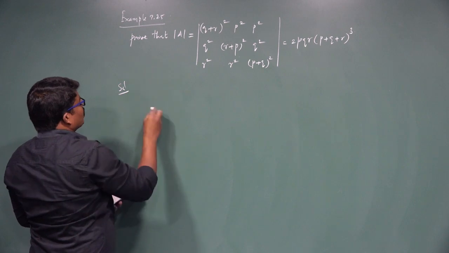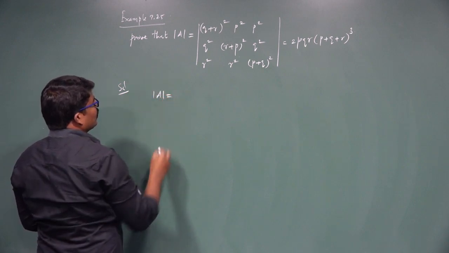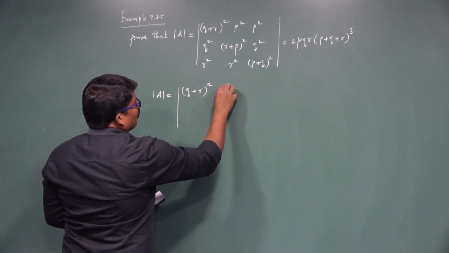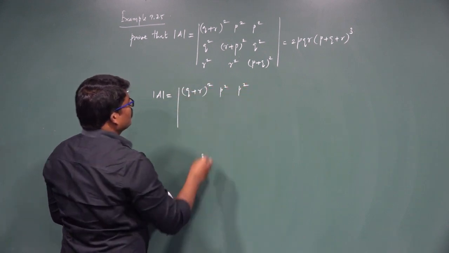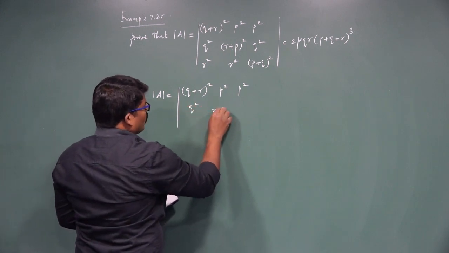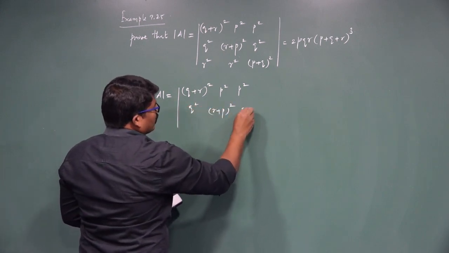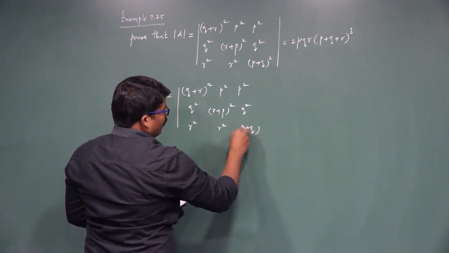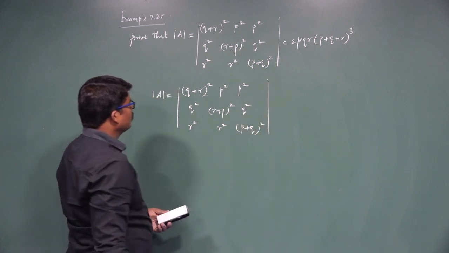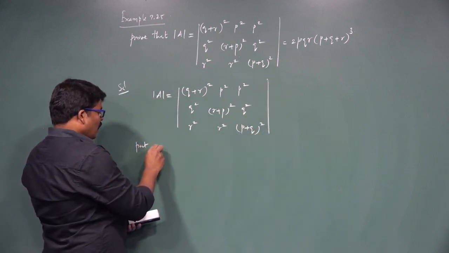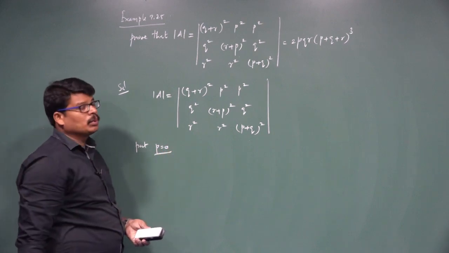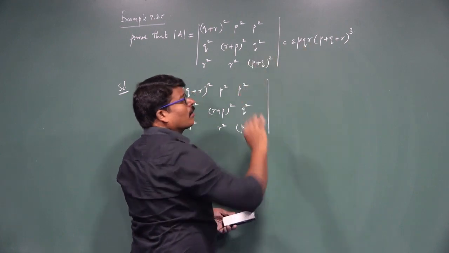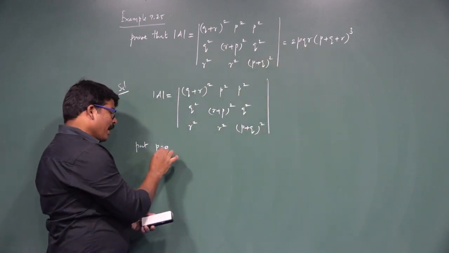The determinant A is given already: first row (q plus r) whole square, p square, p square; second row q square, (r plus p) whole square, q square; third row r square, r square, (p plus q) whole square. Now put the value p equal to 0. p minus 0 is a factor of the determinant.